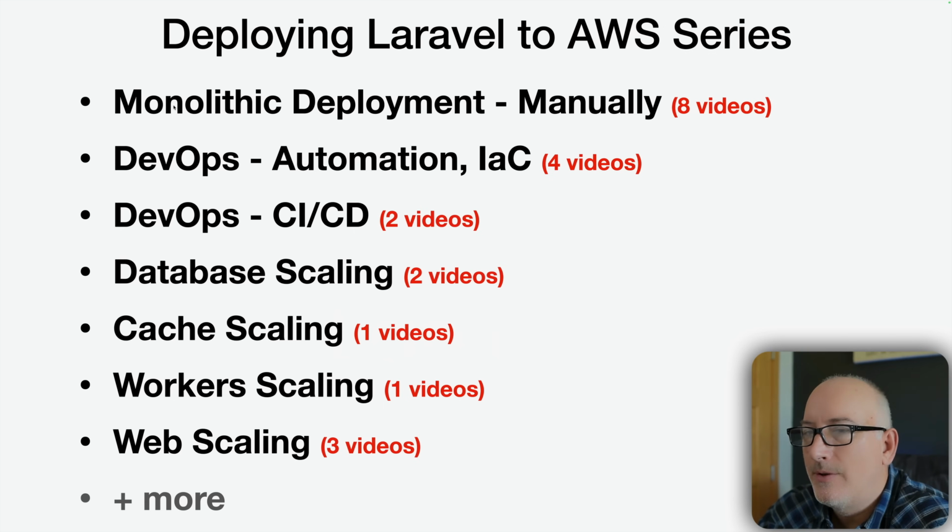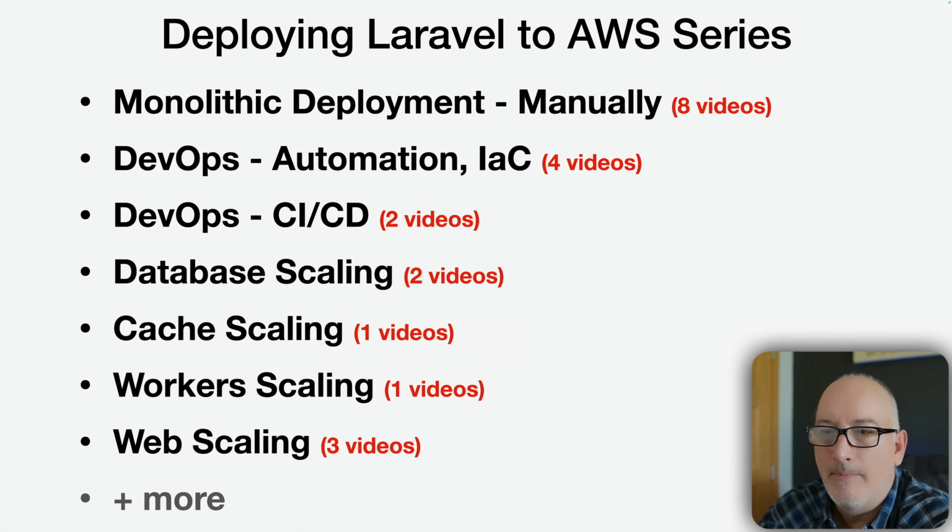We started this video series with manually deploying an application. It was a monolithic application. Everything was deployed to a single EC2 instance, but we went through all the details of how you would provision Ubuntu, how you provision the application and set everything up. Then we did a couple of videos on DevOps where we automated some of that deployment, and we discussed a CI/CD pipeline. Then we started a series of videos where we talked about scaling.